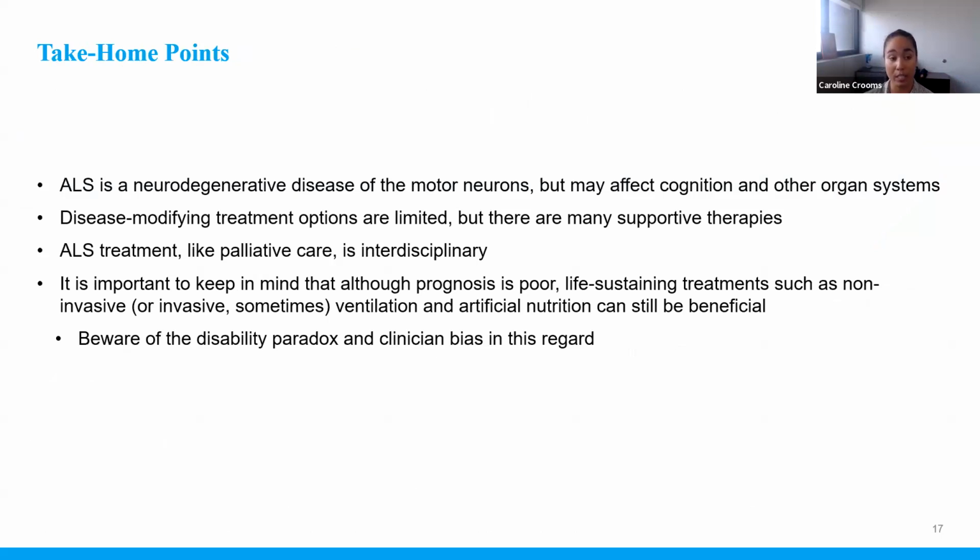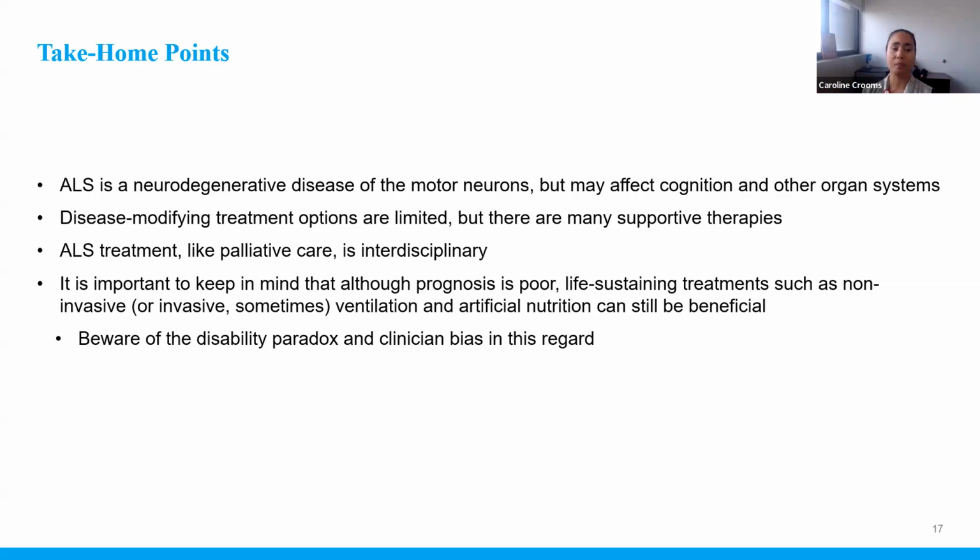And I think it's really important to keep in mind that although the prognosis is poor, life-sustaining treatments, such as non-invasive or in some cases invasive ventilation and artificial nutrition, can still be beneficial. So we don't want to be jumping ahead to the end of someone's life just because time is short. And I know I'm preaching to the choir here for a palliative care audience, but I think it's worth noting.